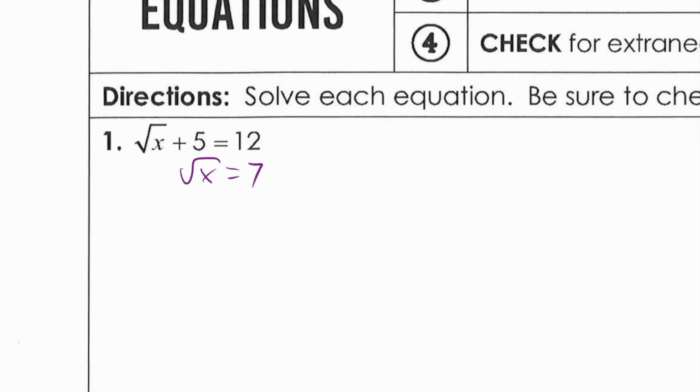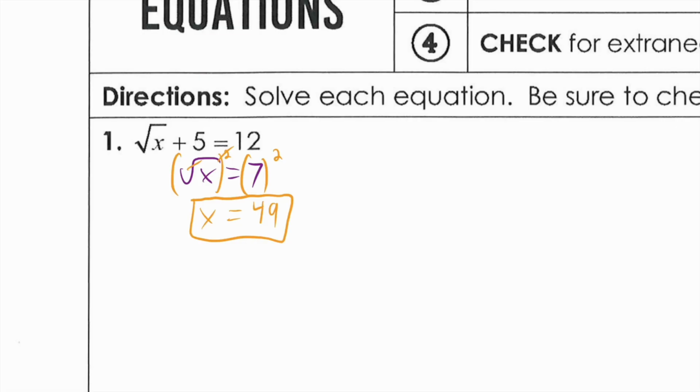Now that I have my radical by itself, I can undo the square root. So just like I undid the square by square rooting, I undo the square root by squaring. And those undo each other, giving me whatever's inside the radical, aka the radicand, which is x. And whatever I do to one side, I have to do to the other. And so I just square 7 and I get 49. And that would be my answer. X equals 49. It's by itself.